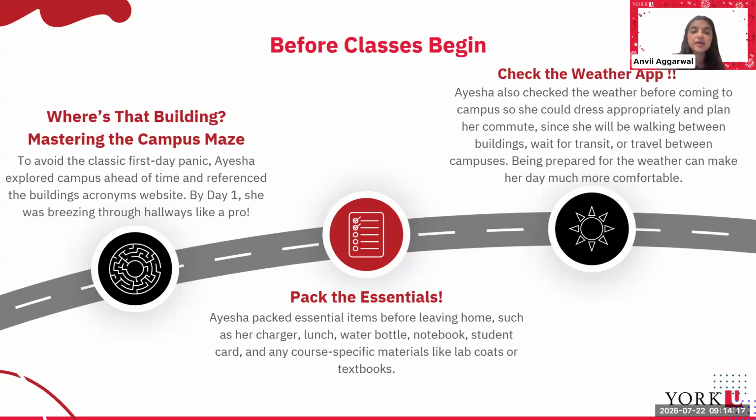She also took time to explore campus before the first day. York can feel like a maze at first, so finding classrooms, dining areas, libraries, and support offices ahead of time can reduce stress. Whether you're at Keele, Glendon, or Markham, learning your campus layout early can make your first day go much smoother. Small practical choices like bringing a charger or checking the weather can affect how comfortable and focused you feel during the day. Being prepared physically can also help you feel more prepared mentally.